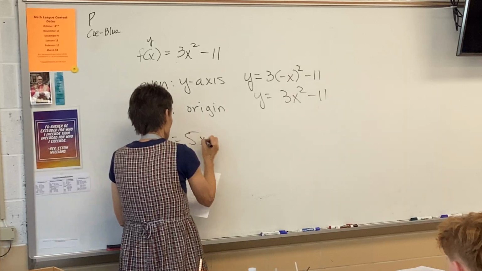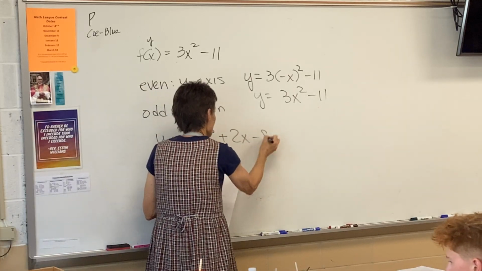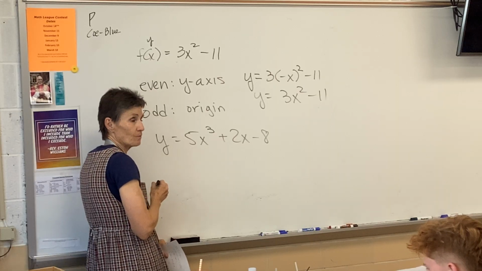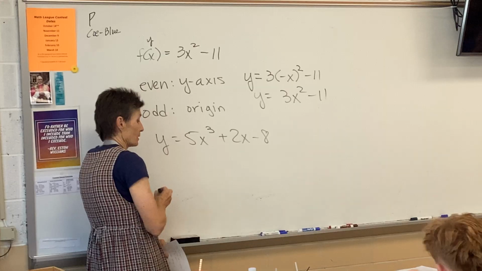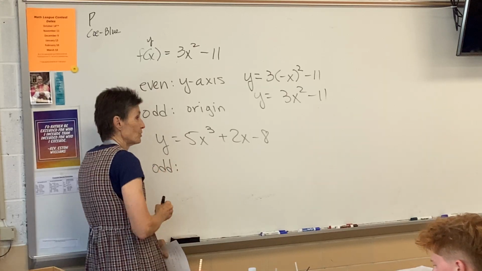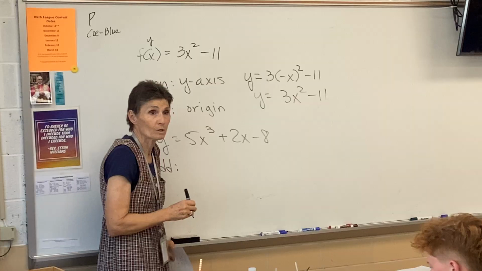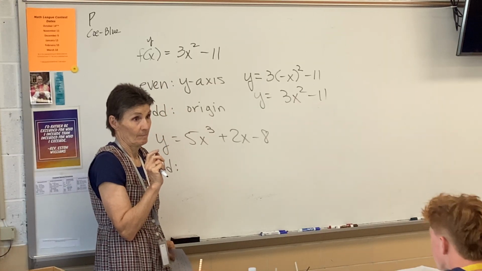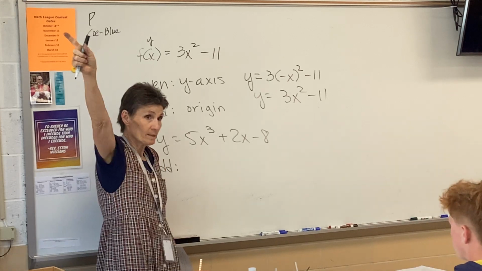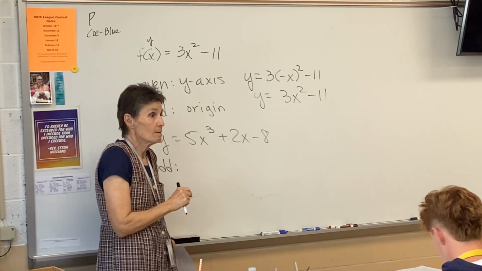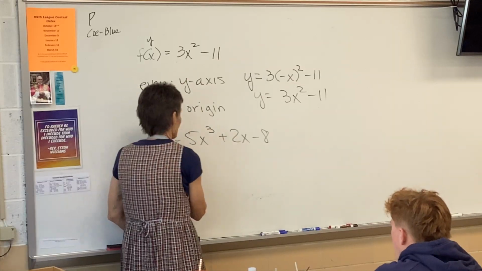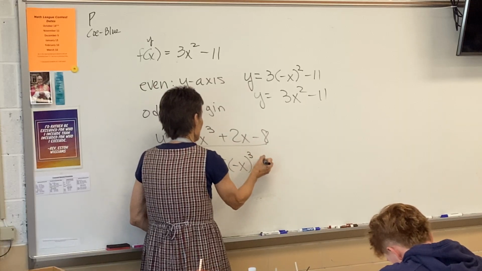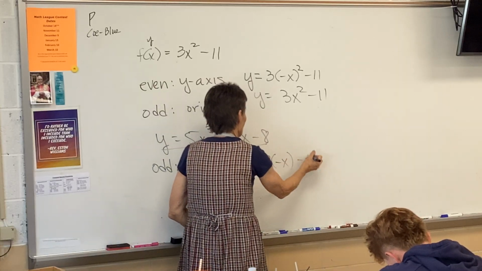Y equals 5x cubed plus 2x minus 8. You want to do odd first for this one? We're testing for oddness. We have to do our origin test. And what's our origin test? Y and x, both negative. Going from quadrant 1 to quadrant 3. Both negative. So, here's my problem. So negative y equals 5 negative x cubed plus 2 negative x minus 8.